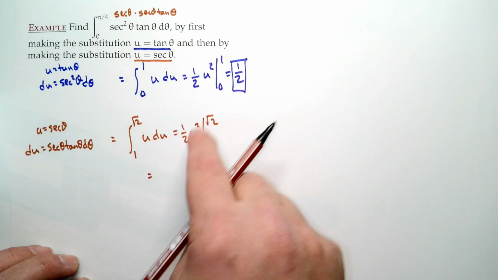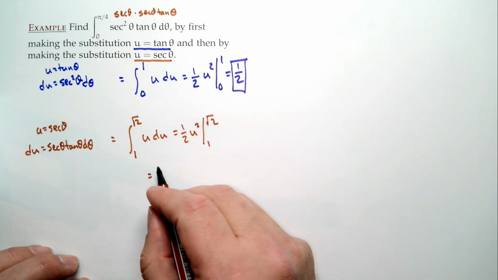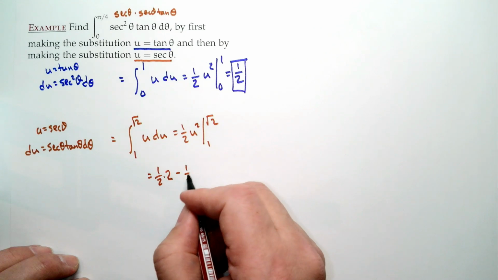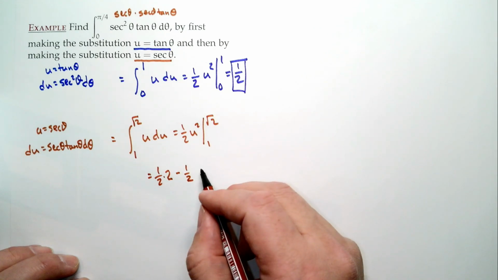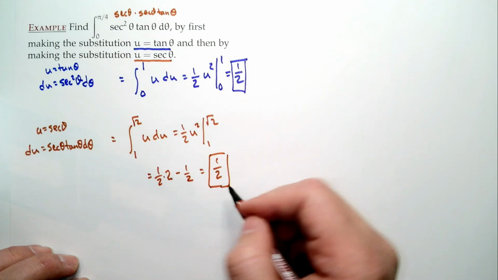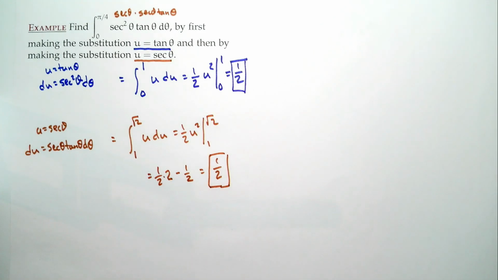1/2 times square root of 2 squared. Well, that's 1/2 times 2, which is 1. Subtract 1/2 times 1 squared. So this becomes 1 minus 1/2, which is 1/2. Now we're like, whoa, it's the same answer. So it's not that surprising. And it should be the same answer because it shouldn't matter.